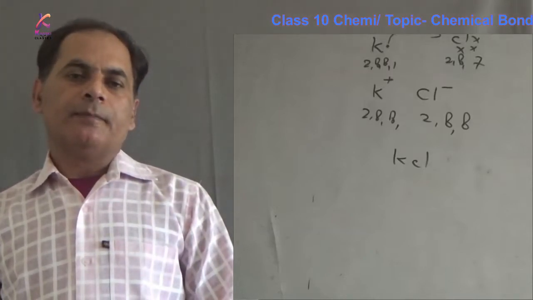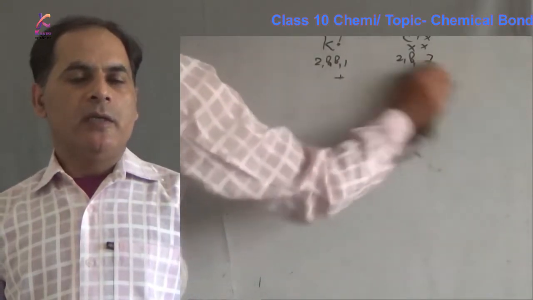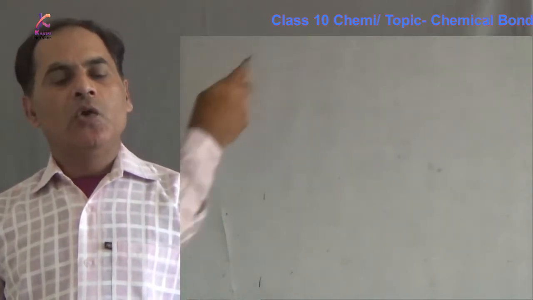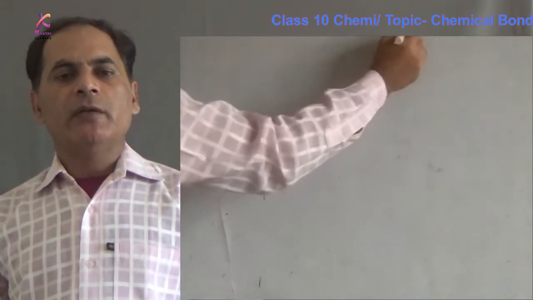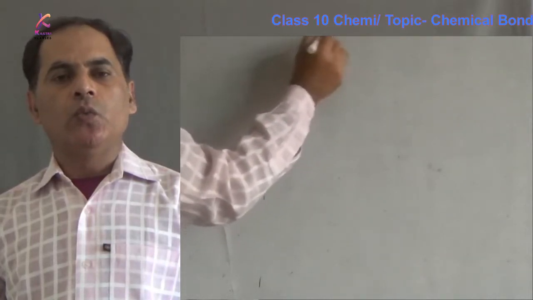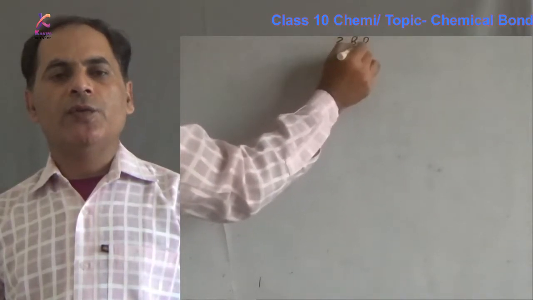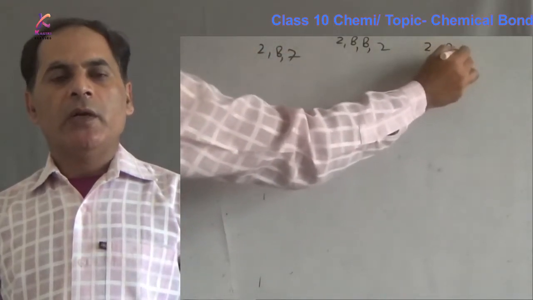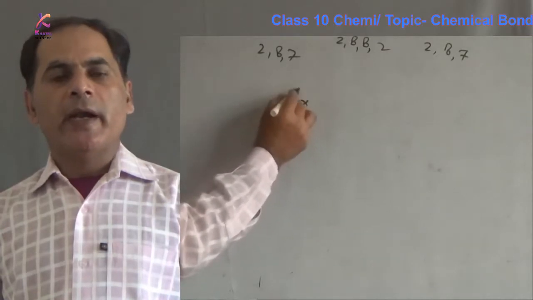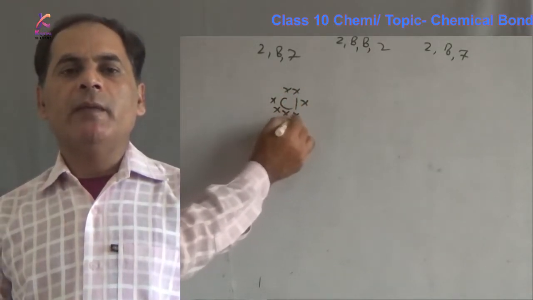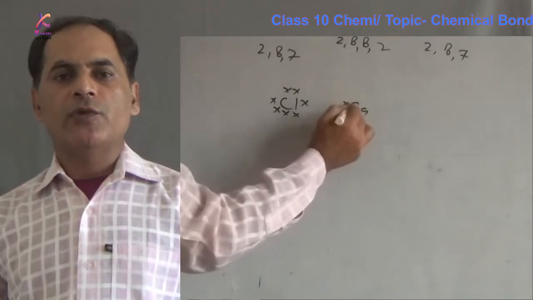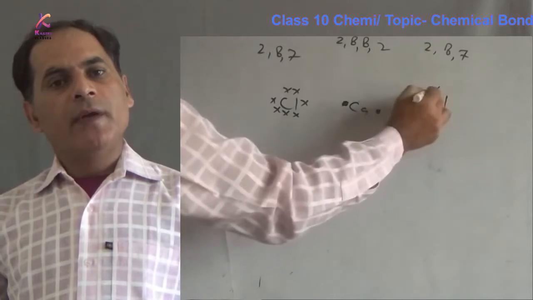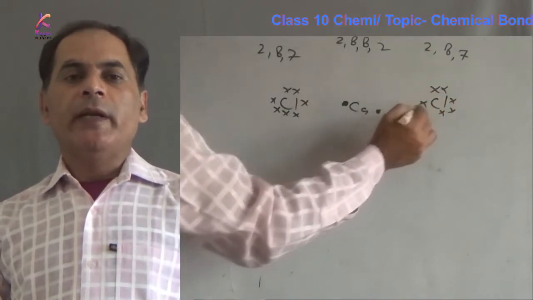Second is the formation of CaCl2. In calcium there are 2 electrons in the last shell. The configuration is 2, 8, 8, 2, and the chlorine atom has the configuration 2, 8, 7. In this situation, the chlorine atom needs one electron, and the calcium atom has 2 electrons in the outermost shell. Chlorine can gain one electron because after gaining one electron its octet will be complete.